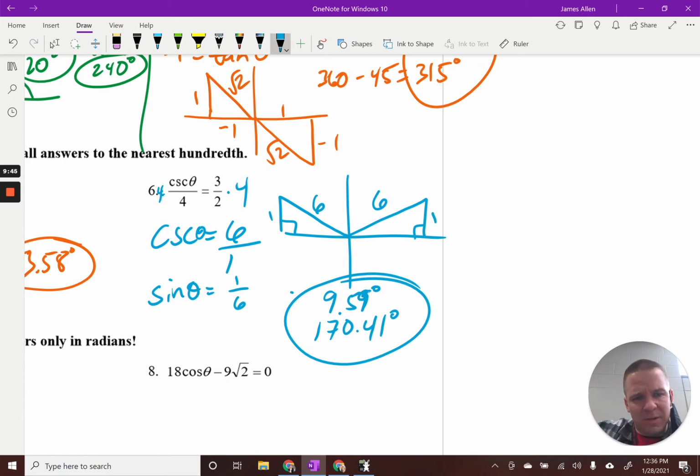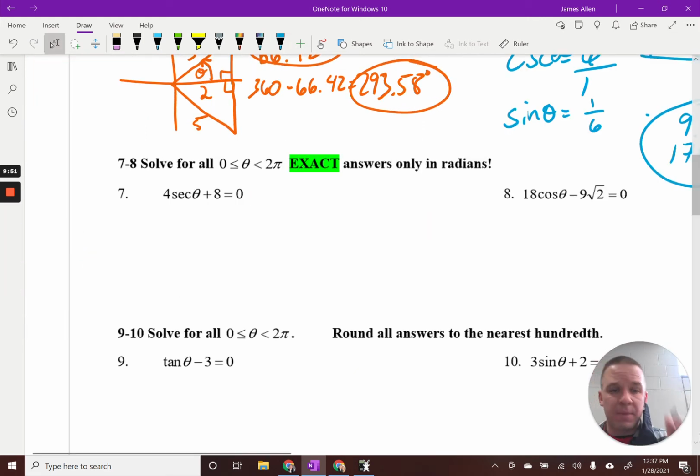I feel like when we're dealing with degrees with those problems, it's easier, but we are going to also deal with radians, which we'll get there when we get there. All right, radian time, but exact answers. Okay, so we're not dealing with any messy stuff. So again, isolate the trig function.